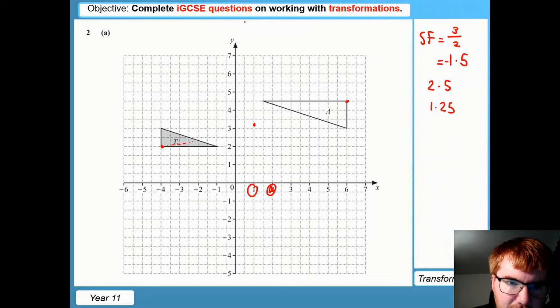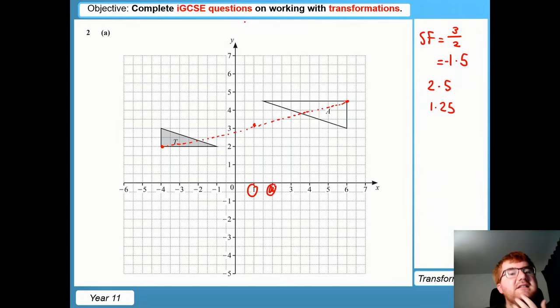So let's now draw in this particular line. Try and make this as straight as possible, because otherwise it's going to be hard to identify the center of enlargement. Here we have something slightly easier to work with.